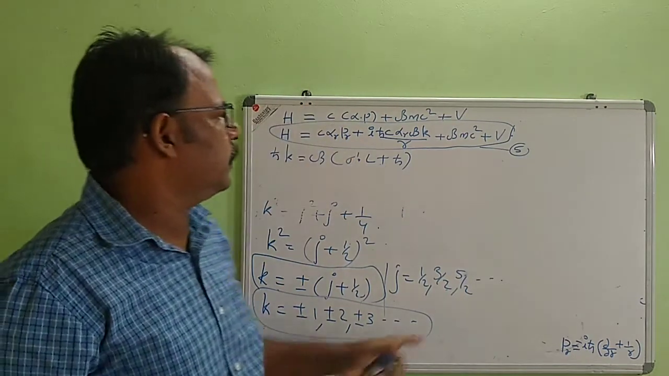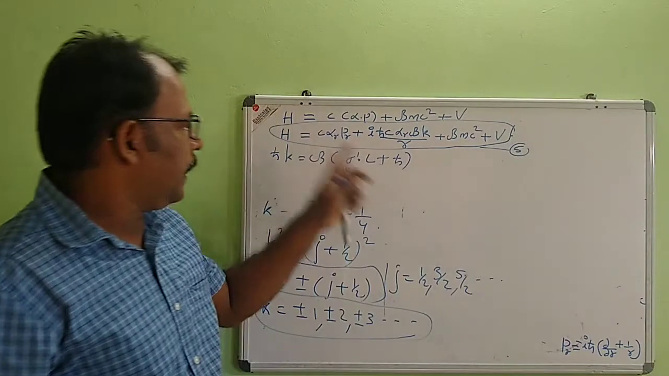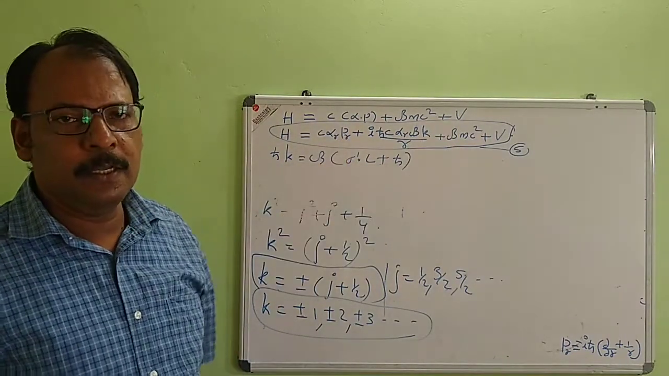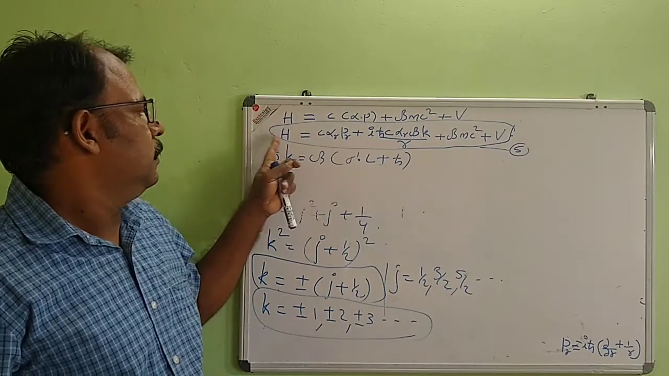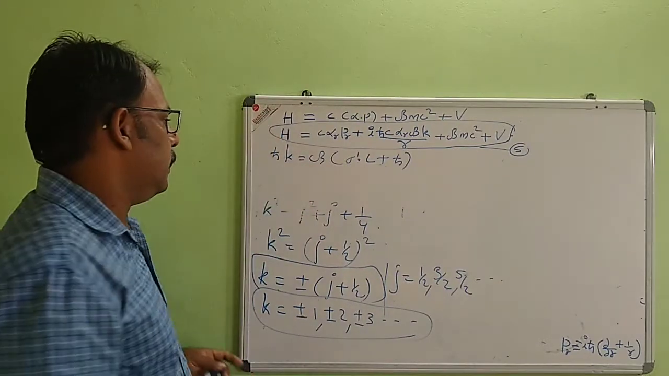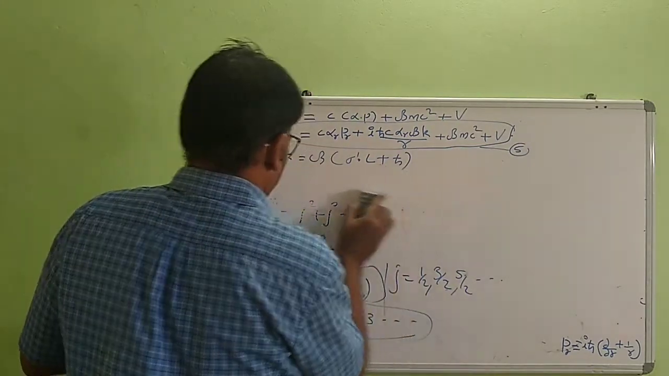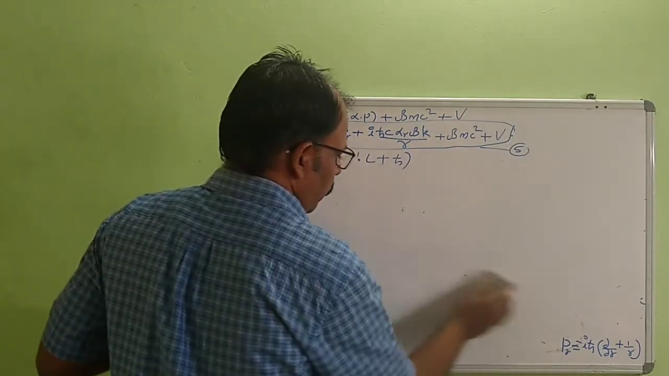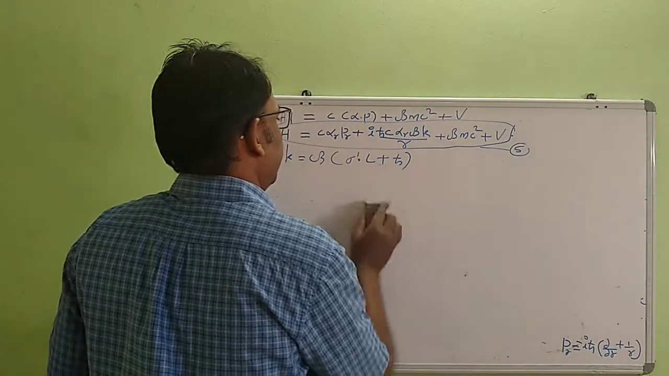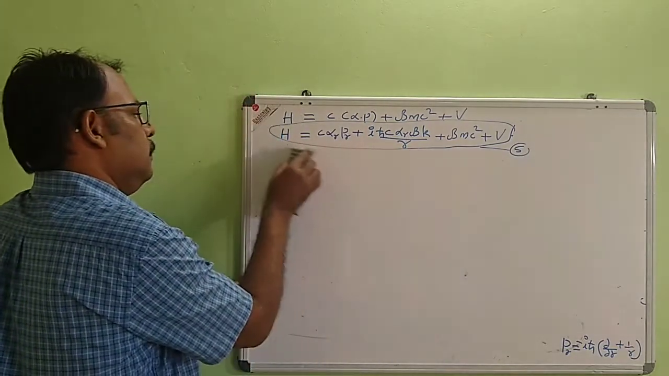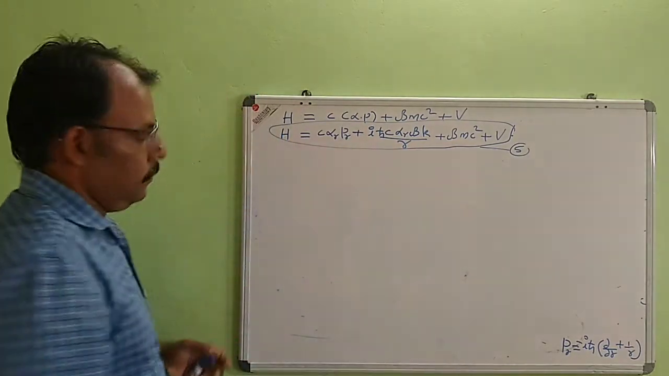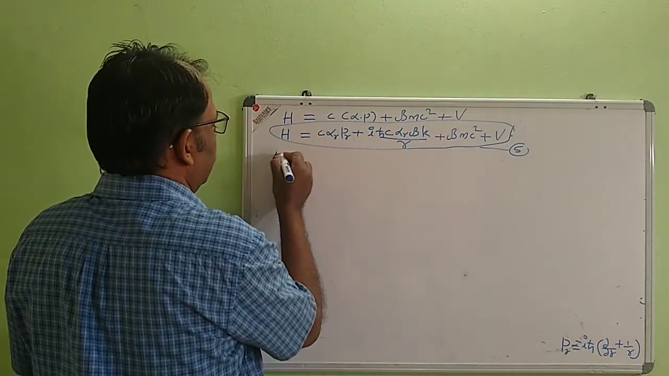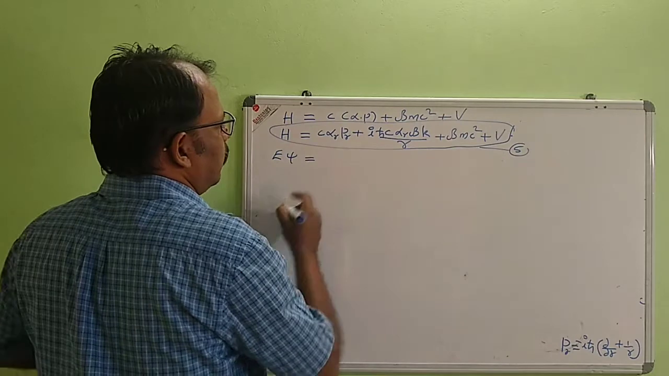Also we found that k is a constant of motion. Since k commutes with the operator alpha r, p r and beta, k commutes with the Hamiltonian H. So k is a constant of motion. Now we will write the wave equation. So the wave equation is E psi equal to H psi.